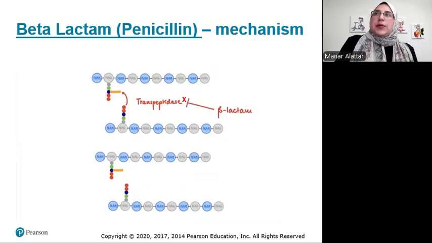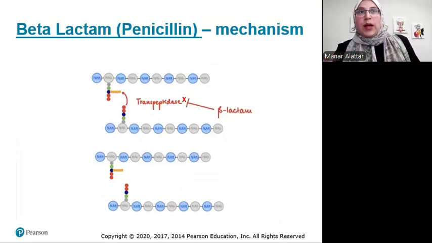Okay, so that's the example of penicillin and beta lactams generally. Penicillin is an example within the class of beta lactams. For example, we use ampicillin in the lab. That is a relative of penicillin. That's also a beta lactam. Okay.